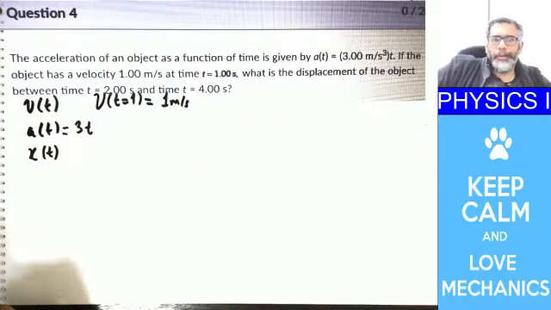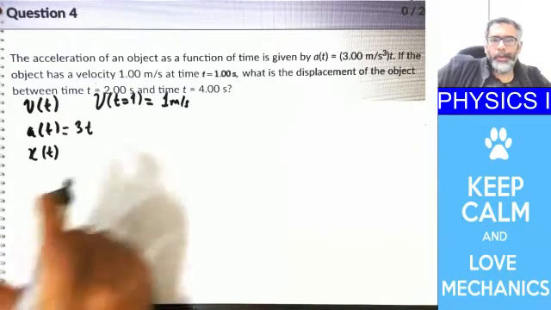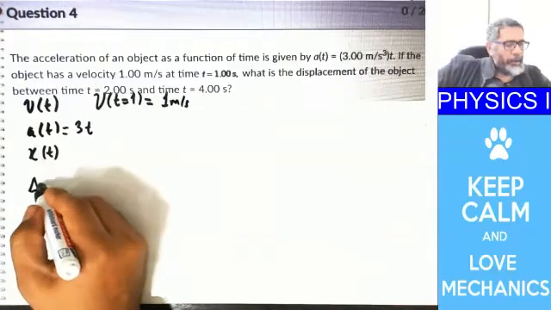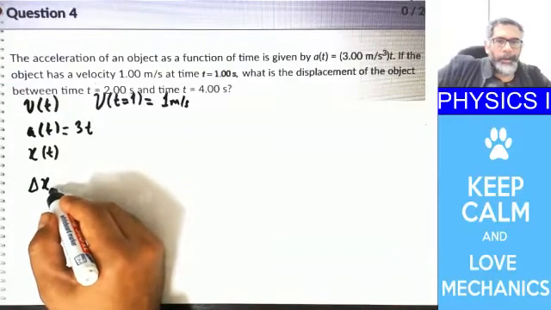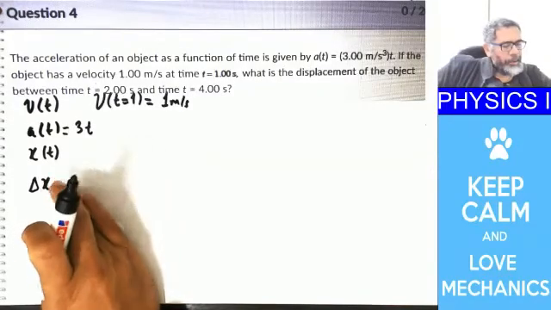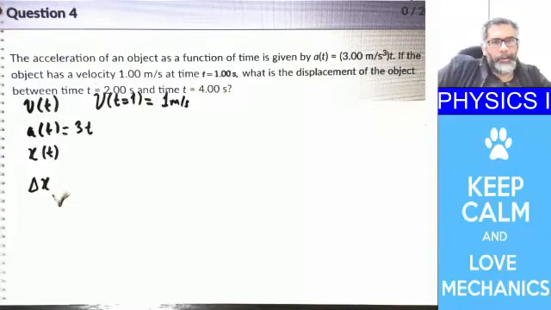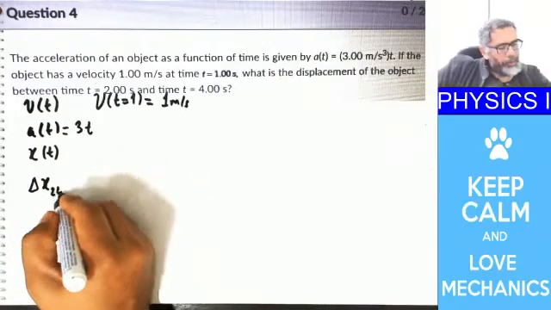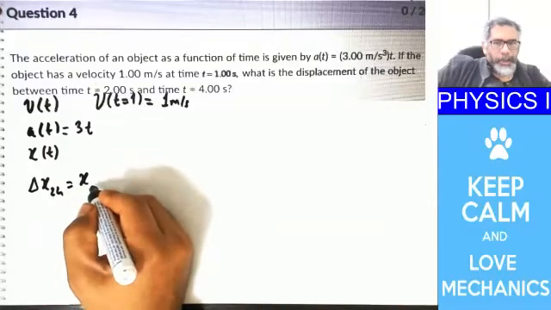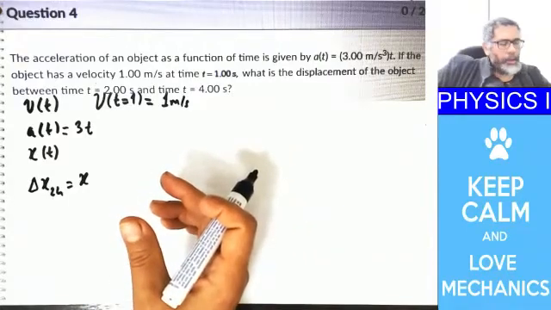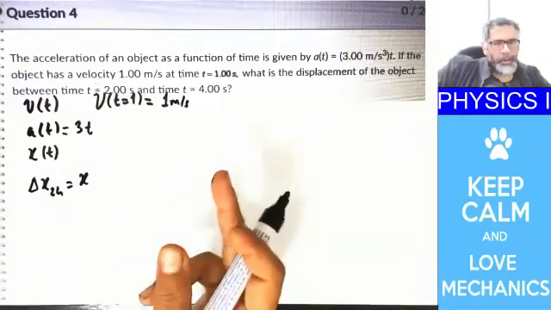And what is the displacement of the object between time t equals 2 seconds and time t equals 4 seconds? So what is the displacement, delta x, between 4 and 2? Let's put this subscript 2, 4, which means this difference, right? If the problem is asking about the displacement, that means it is the position difference between 2 points. And what is this difference?